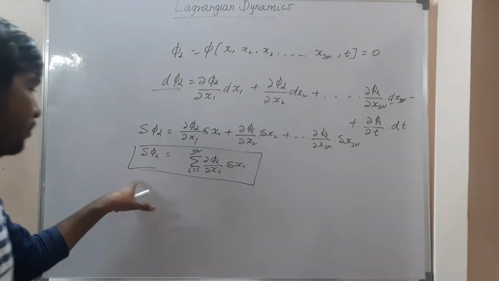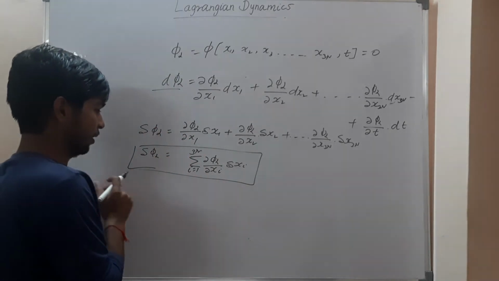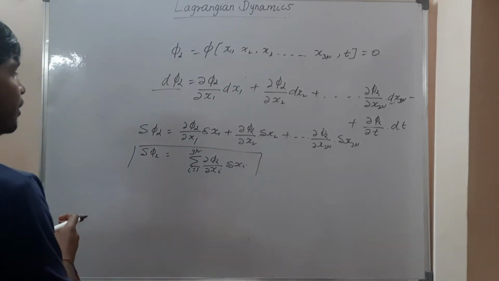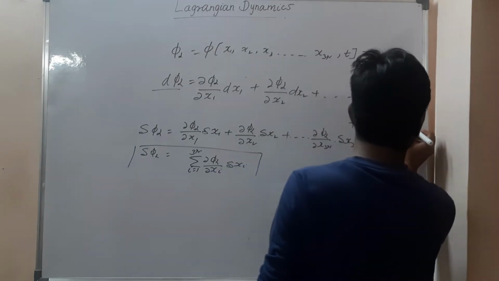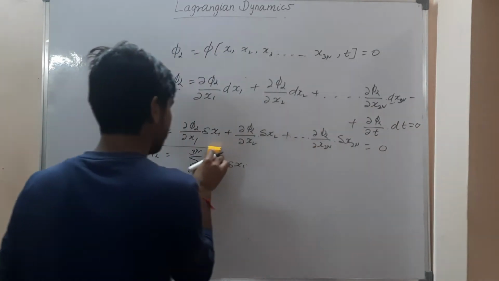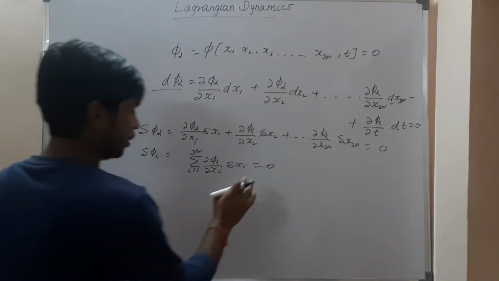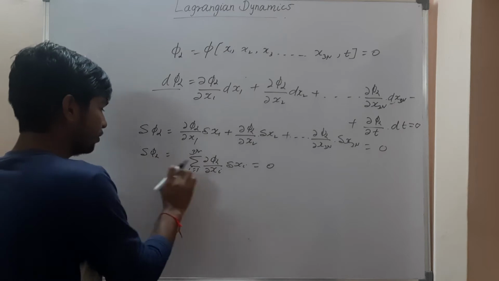This is the same thing we did while going through the generalized coordinates. Why I am writing it, we will understand now. This function is equal to 0, so I can put this equal to 0, this also equal to 0, and here also equal to 0. So this is equal to 0.